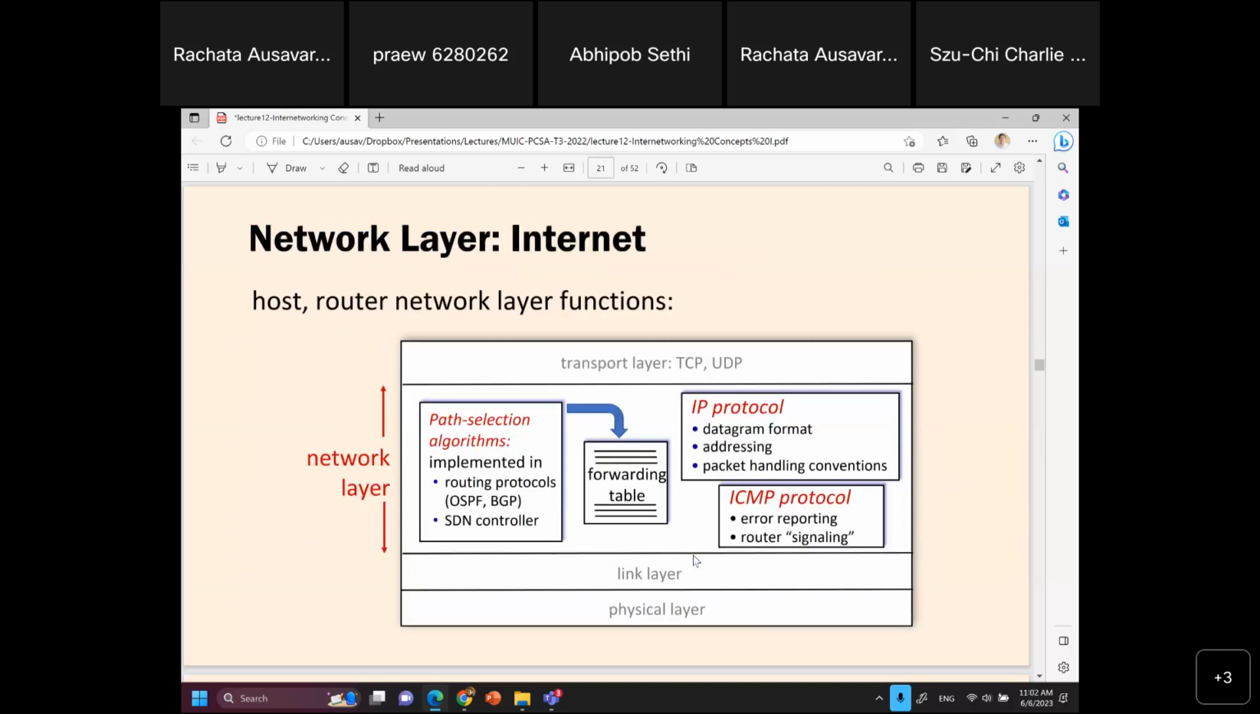Here's the key function. I have a network layer. It connects the transport layer, which is TCP or UDP, and the link layer, which is your actual cable that connects things, right? Your network layer has the path selection algorithm, which means that now if I have this guy, I know where to go next, okay? Then you have the IP protocol, which has the datagram format for figuring out where do I go, okay? And then there's the ICMP protocol, which reports errors and performs signaling.